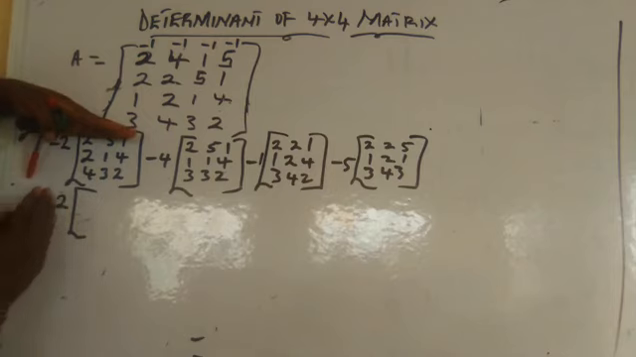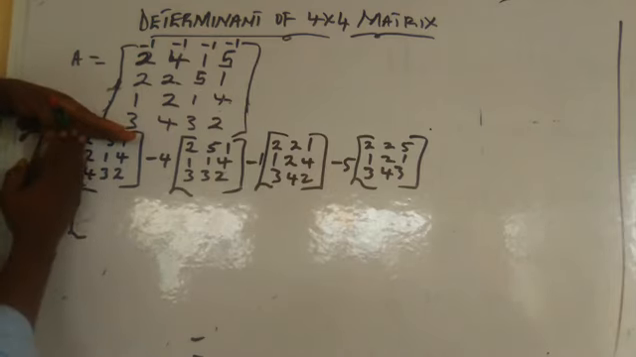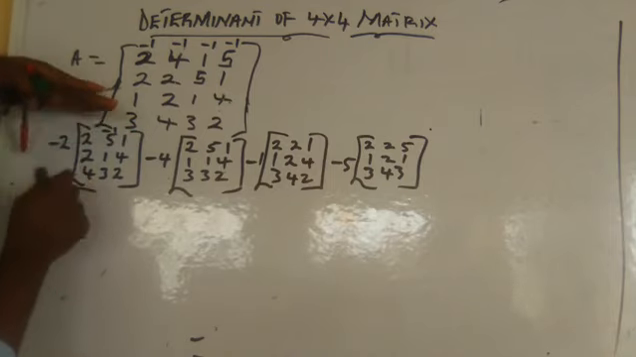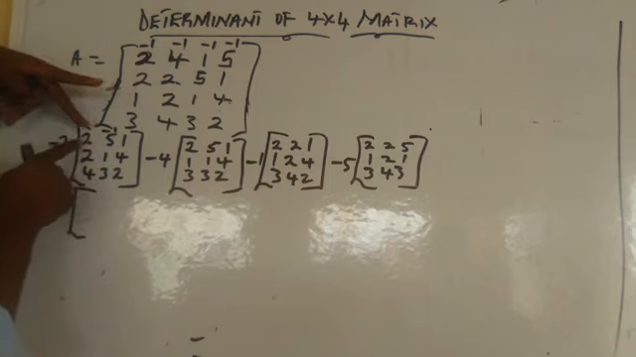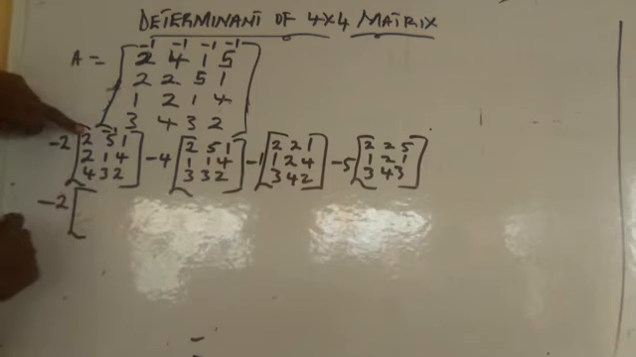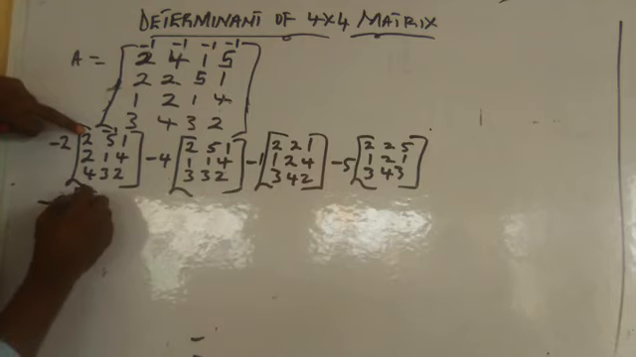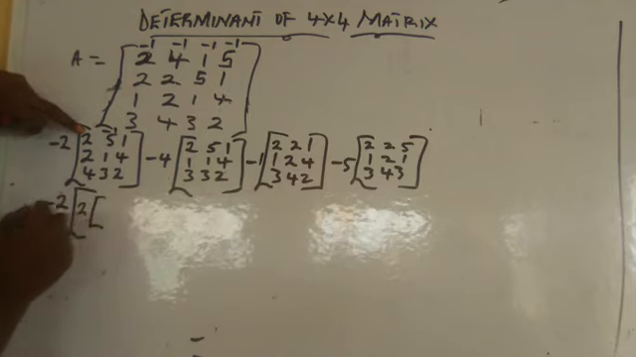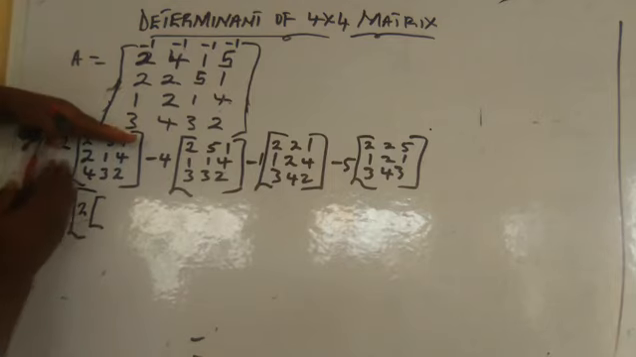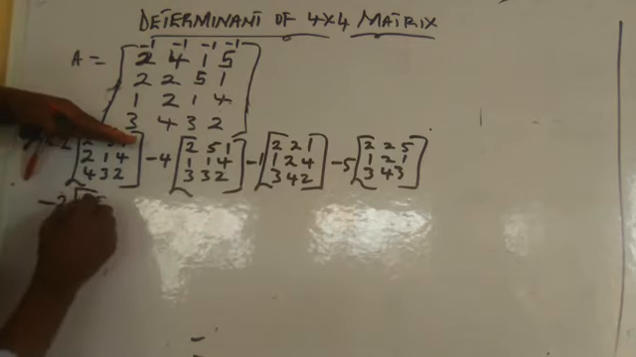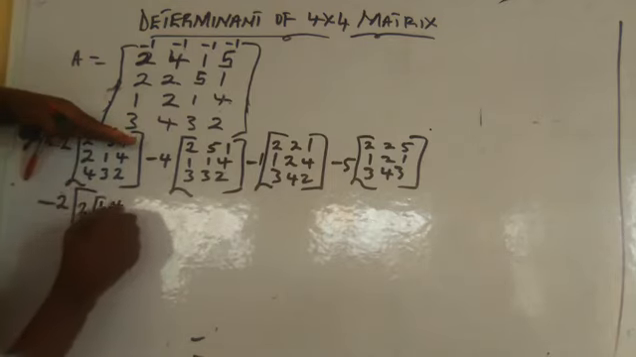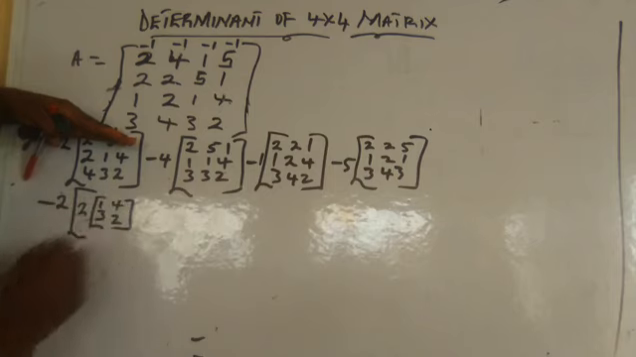Then I eliminate the first row and first column, and I'll be having 1, 4, 3, 2. But before that, I have to take the first element of the first column, which is 2. Then I open the small brackets here. Having done that, I can eliminate now. I'll be having 1, 4, 3, 2.